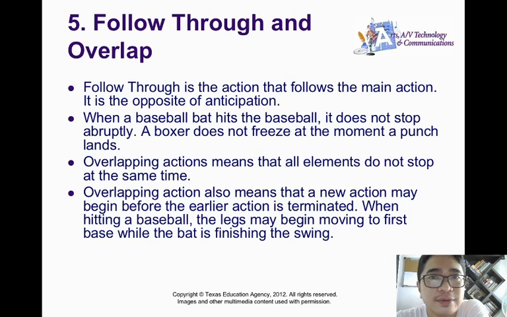Next is the follow-through and overlap. So follow-through is the action that follows the main action. It is the opposite of anticipation. So when a baseball bat hits the baseball, it doesn't stop abruptly. A boxer does not freeze at the moment a punch lands. Overlapping action means that all elements do not stop at the same time. So overlapping action also means that a new action may begin before an earlier action is terminated.